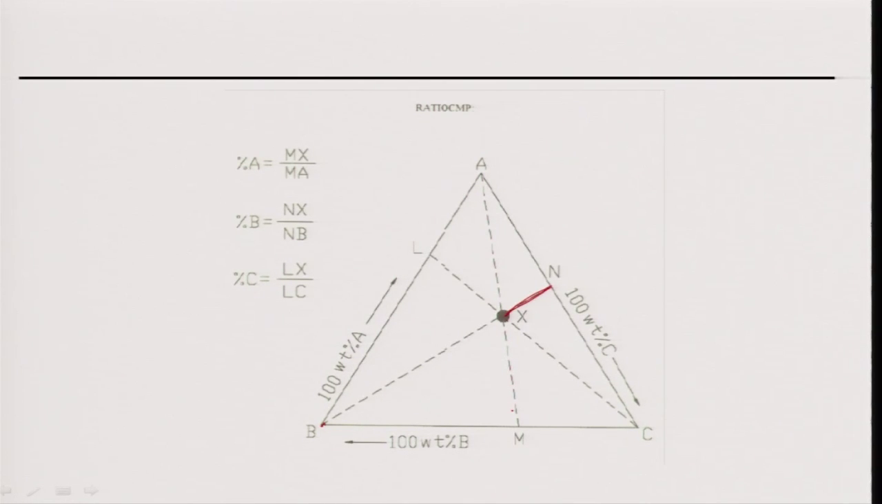So, there are two ways of determining composition. One is drawing the parallel lines with respect to AB, AC or BC. The other one is determining the composition by drawing normals or taking the ratios. These are the most widely used. There are other ways, but these are the two ways you can measure the compositions. You can use any of these ways to measure the compositions.